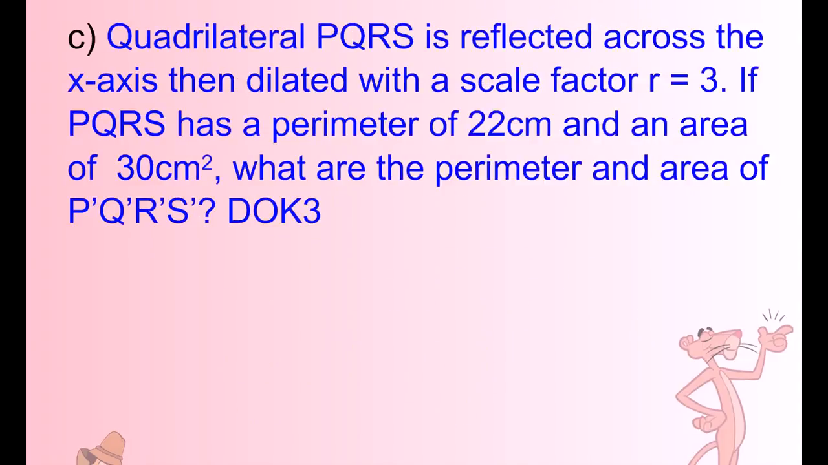Letter C. It says quadrilateral PQRS is reflected across the x-axis, then dilated with a scale factor of 3. All right. If PQRS has a perimeter of 22 and an area of 30 centimeters squared, what are the perimeter and area of P prime, Q prime, R prime, S prime? So this is listed as a DOK3, which means it's going to be quite involved. It's going to take some time. It's going to take some steps.